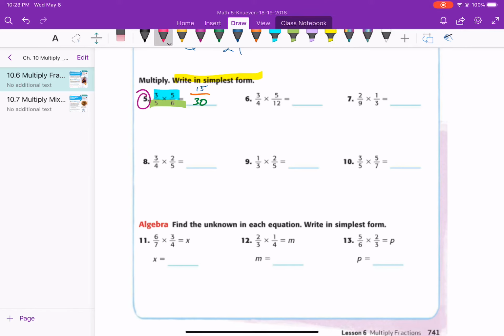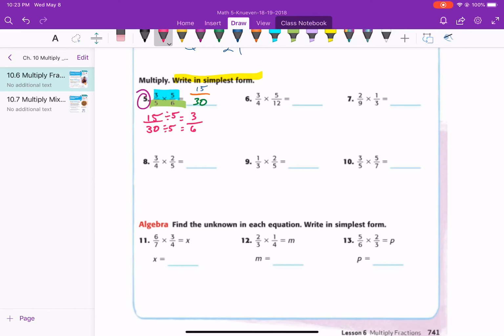So I need to simplify. What number can I factor out of 15 and 30? Well, let's do this the hard way. I'm going to say 15 over 30 because some people don't look at it right away and say, oh, 15 works. But I could look at this and say, oh, well, 5 and 0, that makes 5 a hero. I can divide each one by 5. So 15 divided by 5, I get 3. 30 divided by 5, I get 6.